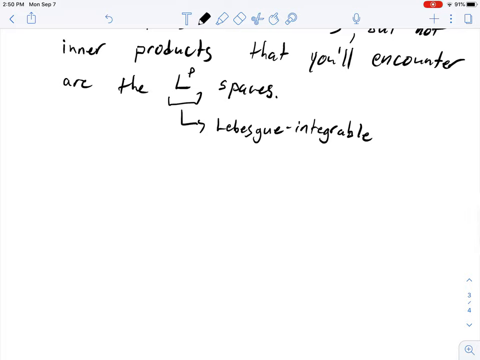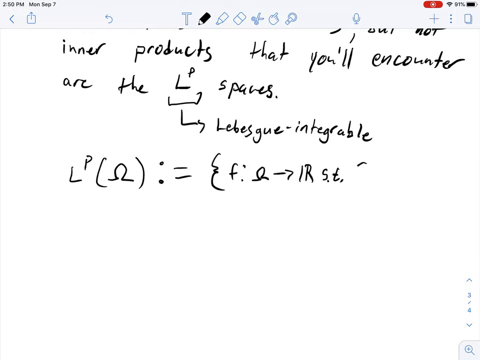And so LP of some domain omega is defined as the set of functions f which map omega to real numbers such that the integral over omega of the absolute value of f raised to the p power, one, exists, but two, is less than infinity. And you'll run into this. So, continuous functions on some bounded region form a vector space. So do integrable ones and everything. So these are a vector space.